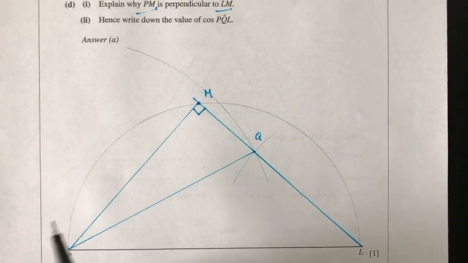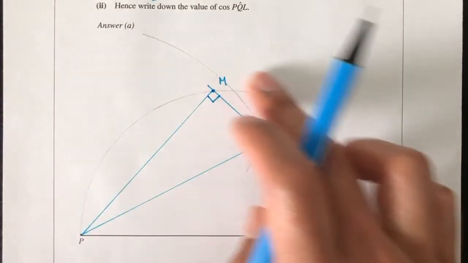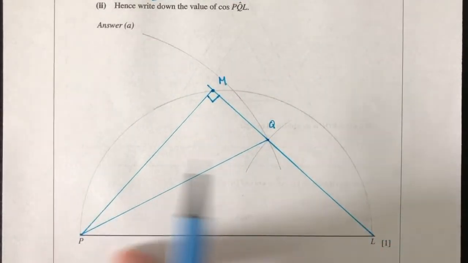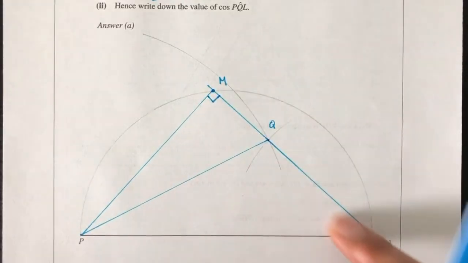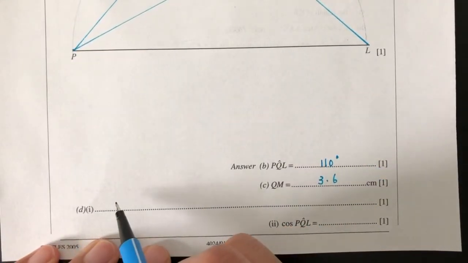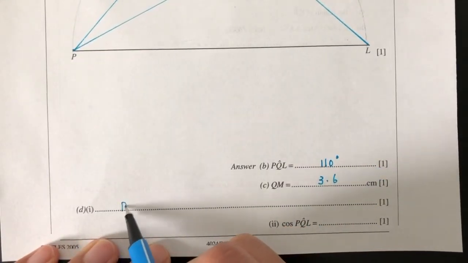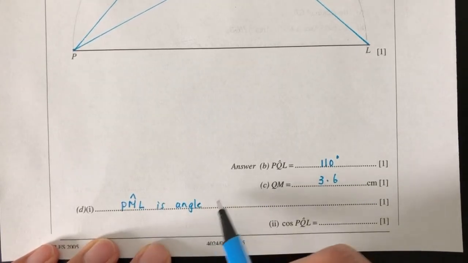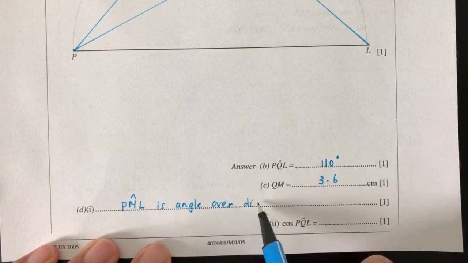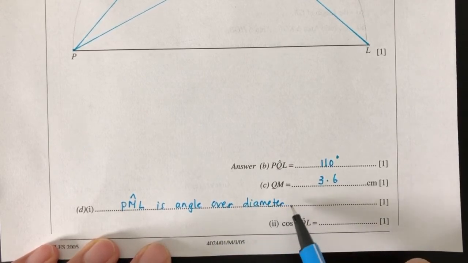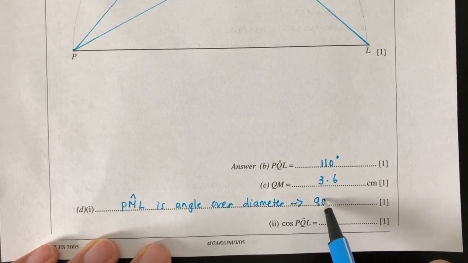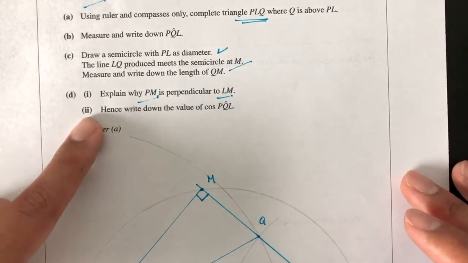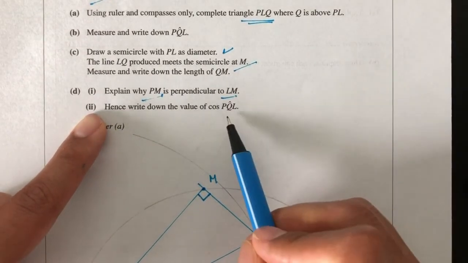If you did circle theorems, you would know that whenever you have a semicircle and a diameter here, and then a triangle over the semicircle, this angle will be 90. You can just write because the angle PML is the angle over the diameter, so that's why it's 90. That's why it's perpendicular. Now for part 2, hence write down the value of cos PLQ.